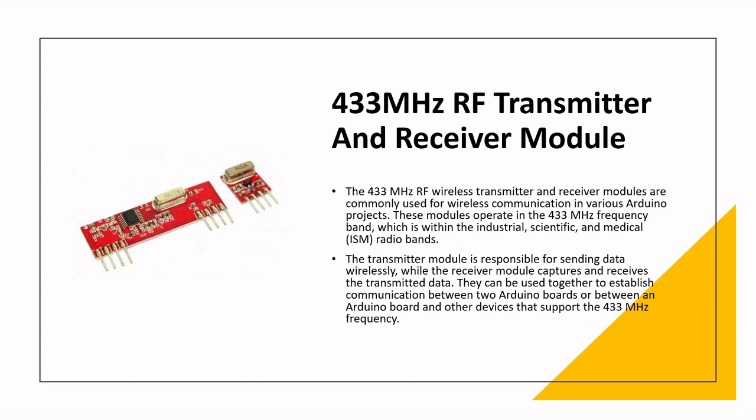The transmitter module is responsible for sending data wirelessly, while the receiver module captures and receives the transmitted data. They can be used together to establish a communication between two Arduino boards that support the 433 MHz frequency.